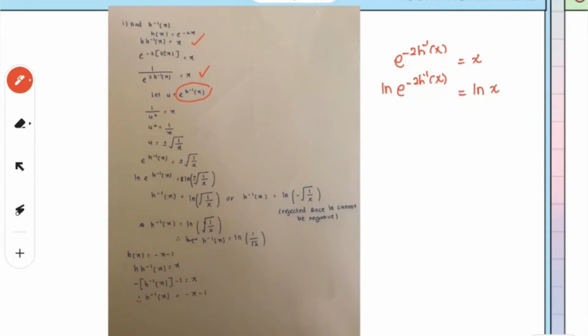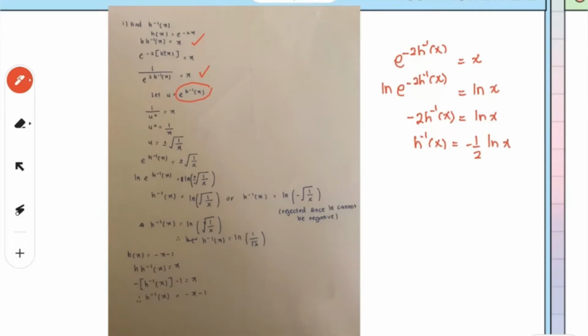And using the properties of ln e, this will become 1. So what's left is negative 2 h inverse of x equals ln of x. So here we will see h inverse of x will be equal to negative 1 over 2 ln of x. Okay, so this will be the inverse function.